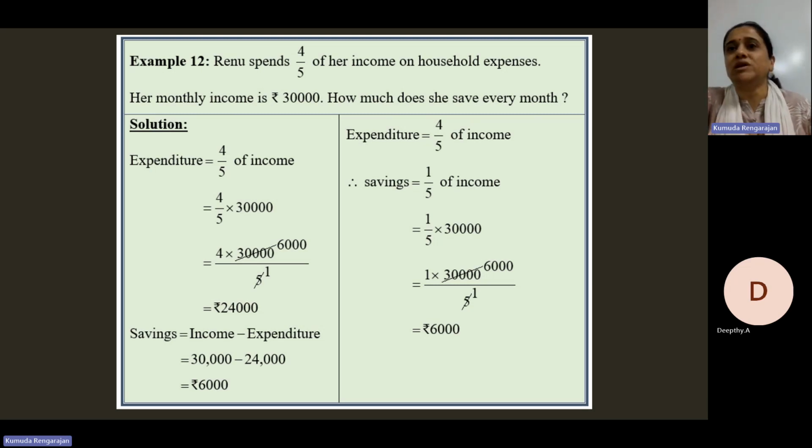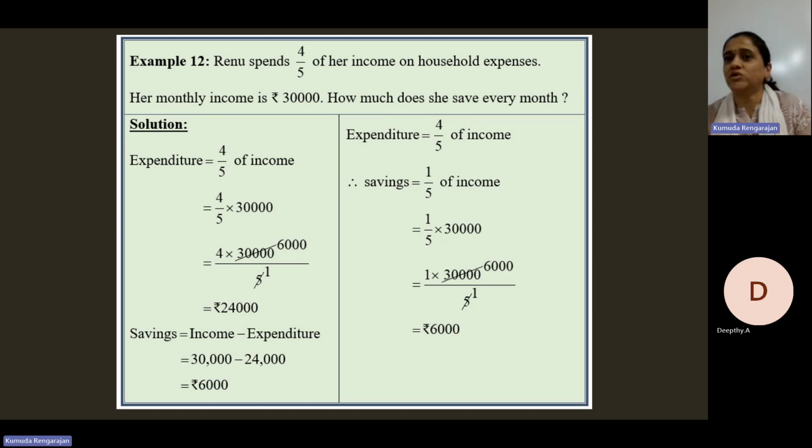How do you spend from your income? How do you save from your income? If you don't have income, how will you save? And if you don't have income, how will you spend? So spending is from your income. Saving is out of your income. So spend and save together is your income. So 4/5 is spent. 1/5 is saved. If 4/5 is spent, that means 1/5 is saved.